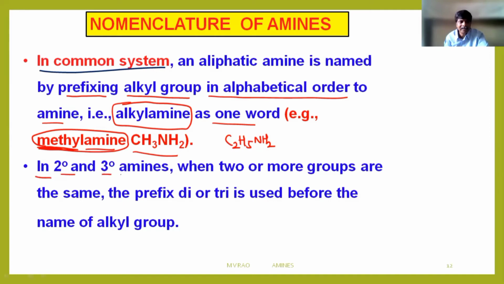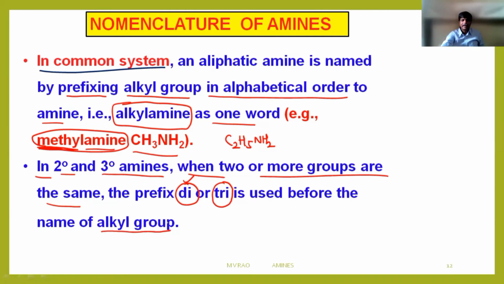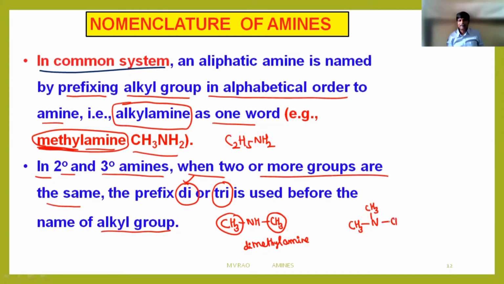But in secondary and tertiary amines, when two or more groups are the same, like two methyl groups, the prefix di will come. If three methyl groups are there, tri will come. In secondary and tertiary amines, when two or more groups are the same, the prefix di or tri is used before the name of the alkyl group. For example, you can see here CH3NHCH3. What is the alkyl group? Methyl. Two are there, so dimethyl amine. One more example, N(CH3)3. Three methyl groups are there, so trimethyl amine.